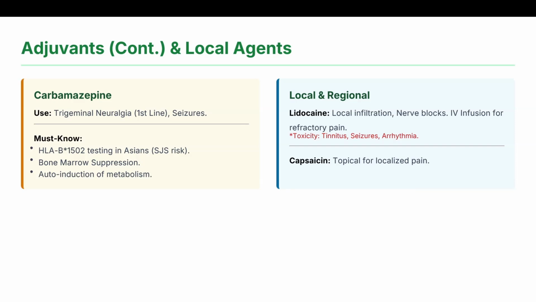So other drugs are carbamazepine, mainly currently used for trigeminal neuralgia and seizure disorder. Always ensure to check for HLA-B*1502 in Asians to prevent Stevens-Johnson syndrome. Rare side effects include bone marrow suppression and autoinduction of metabolism. So carbamazepine has a lot of drug interactions and can also lead to bone marrow suppression. Always use with caution.